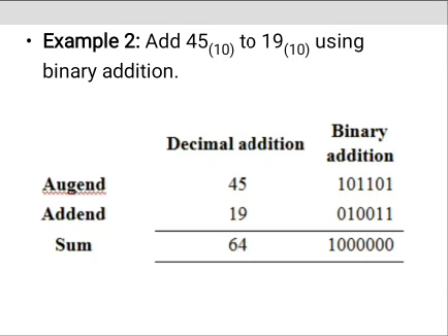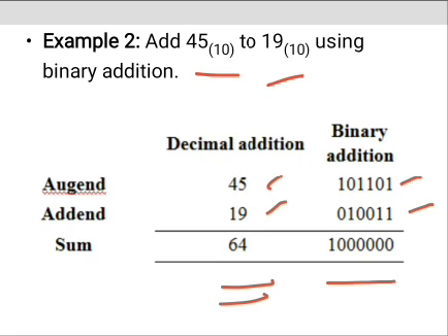Next example, add 45 to 19. That means 45 plus 19. It is in base 10 system. That means in decimal number system. You know, 45 plus 19 equals 64. This is the binary equivalent of 45. This number is the binary equivalent of 19. By adding these two, we will get this binary number.